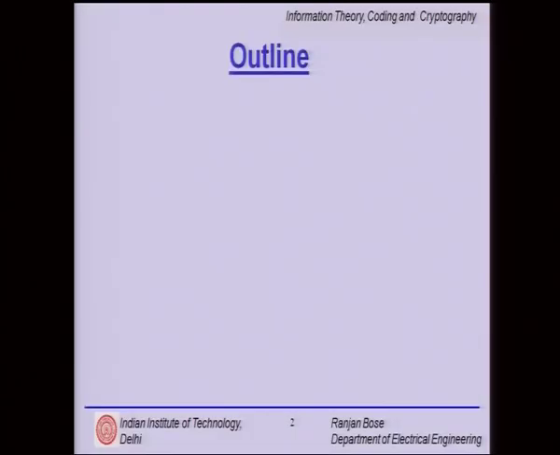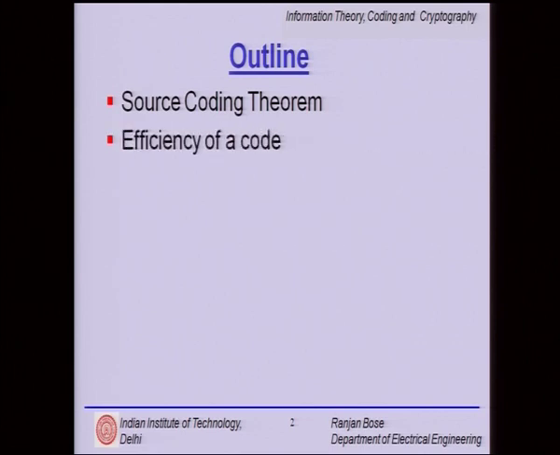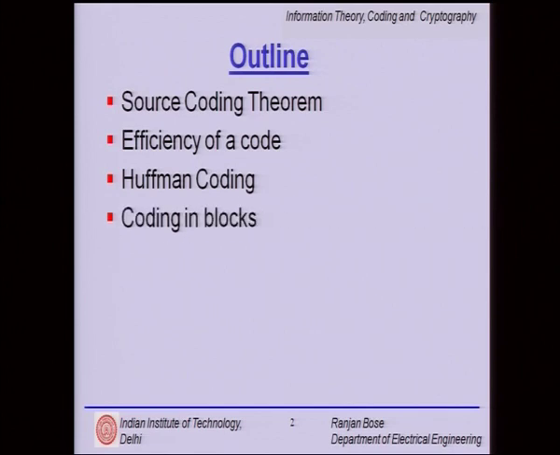Hello and welcome to module 5 of source coding. Let us look at the brief outline for today's lecture. We will revisit the source coding theorem. We will again look at what we mean by the efficiency of a code. Then we will look at one practical prefix coding scheme called the Huffman coding scheme.